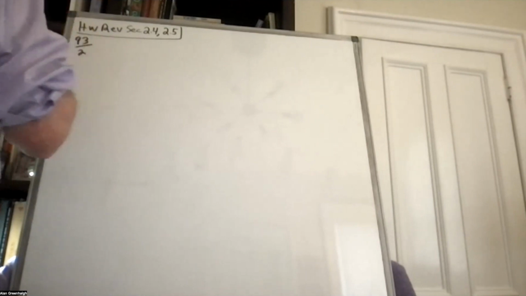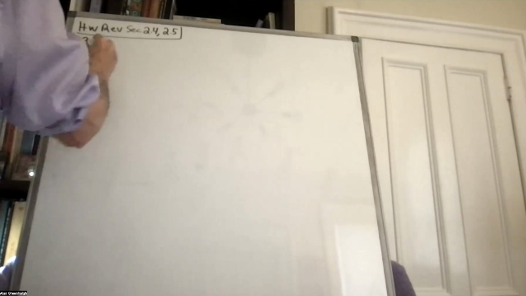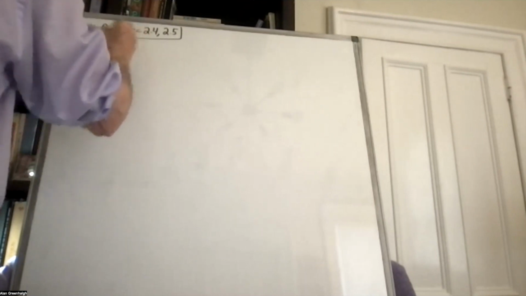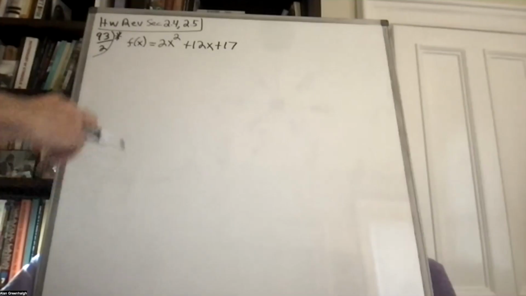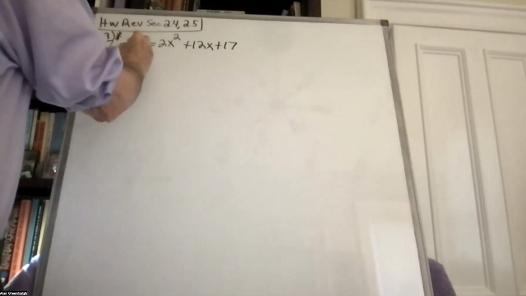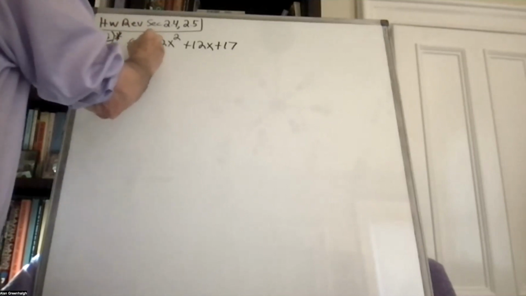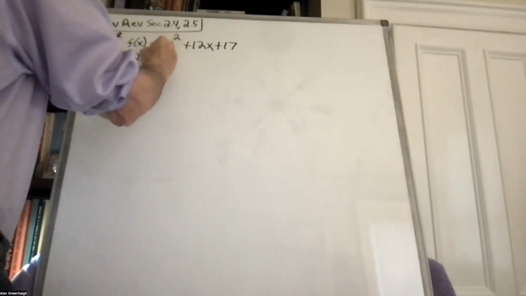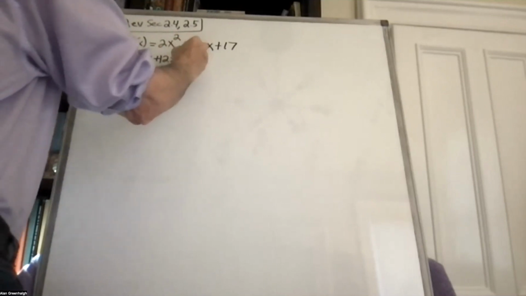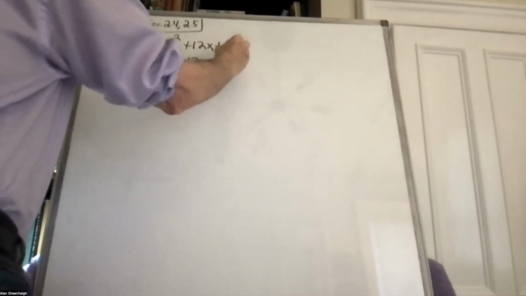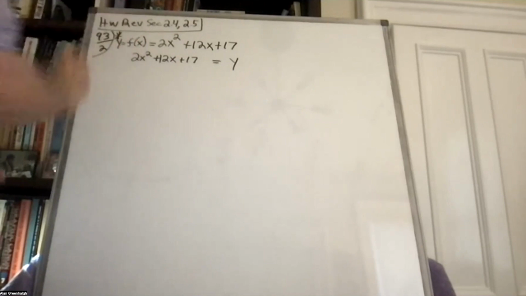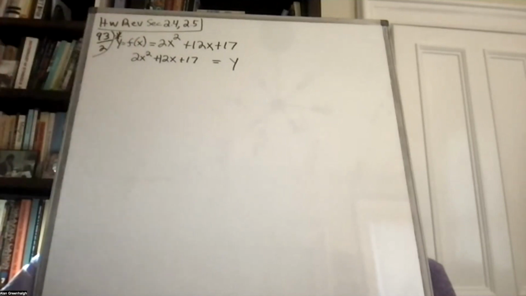And you're given the following function: f of x equals 2x squared plus 12x plus 17 will be equal to y. Now, how do you do this? F of x and y are basically the same thing, so they look very similar.